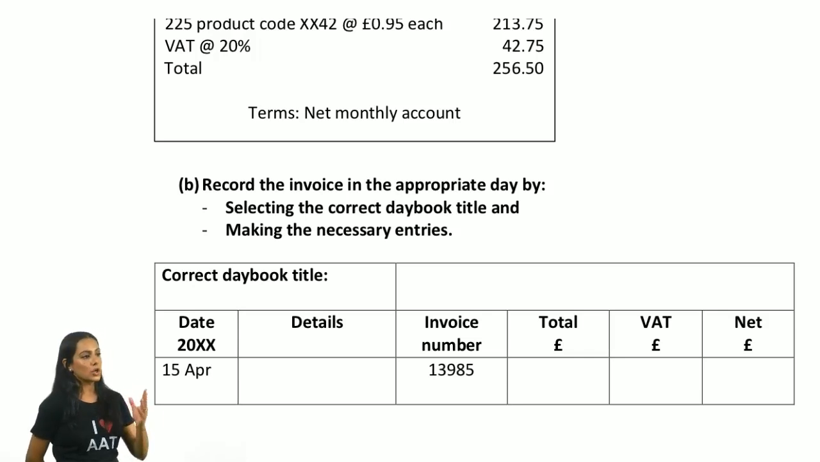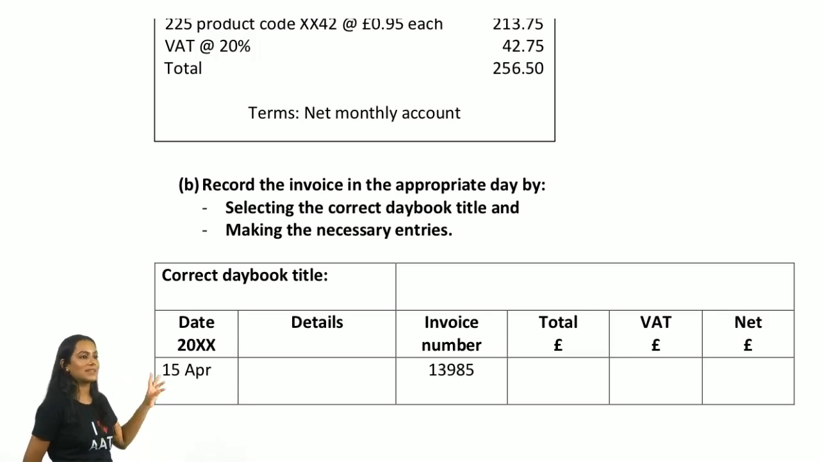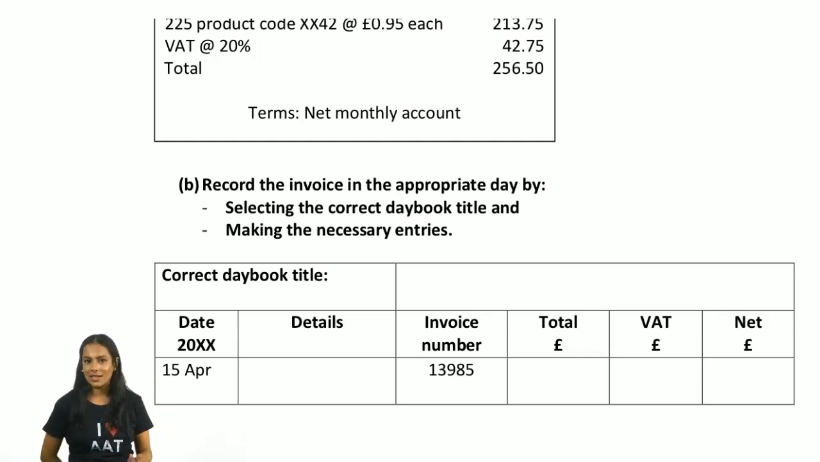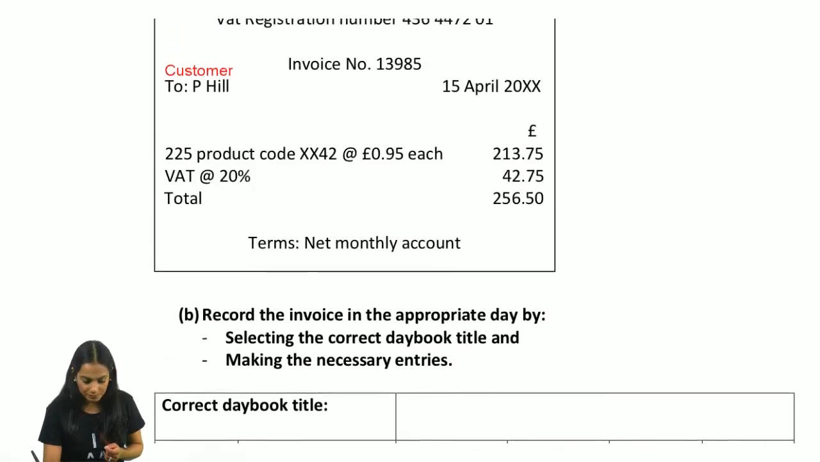So you need to know which financial document will be entered into the relevant books of prime entry. I can see that the examiner will require me to enter the total, the VAT, and the net amount. So at this point in time, I think it's a good idea to recalculate the figures just to make sure there are no errors in the given invoice. Okay, so let me just scroll up here.